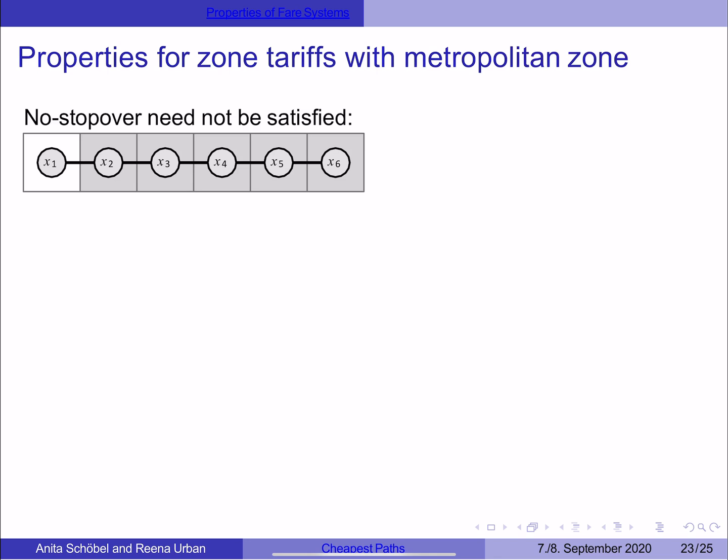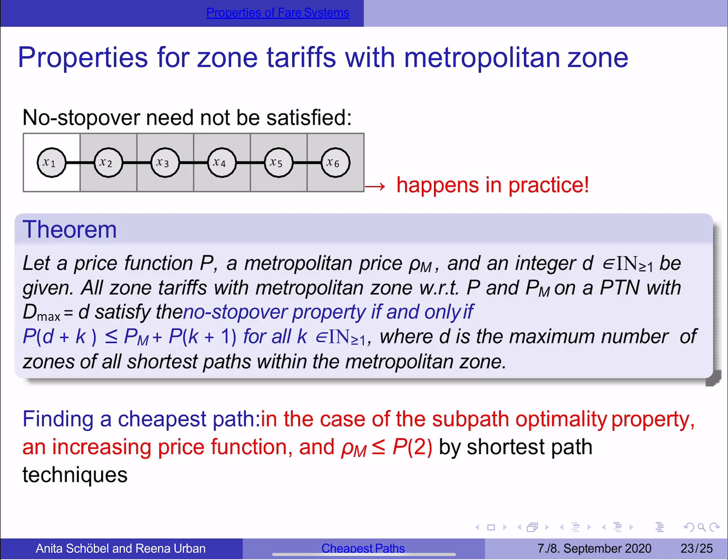For example, if the price within the metropolitan zone, the gray zone, is the same as the price for traveling through two zones, it would be cheaper to travel from x1 to x2 with a ticket for two zones and then from x2 to x6 with a ticket within the metropolitan zone than buying a ticket for the 6 zones from x1 to x6. And this really happens in practice. We can show you examples.